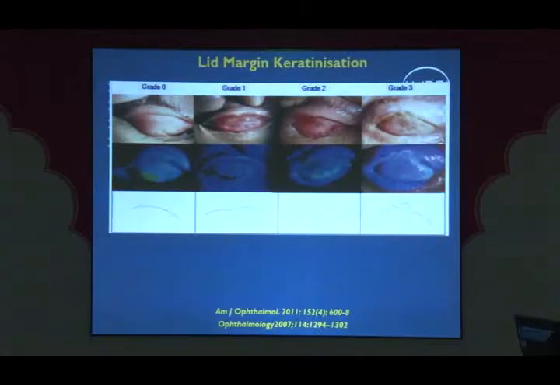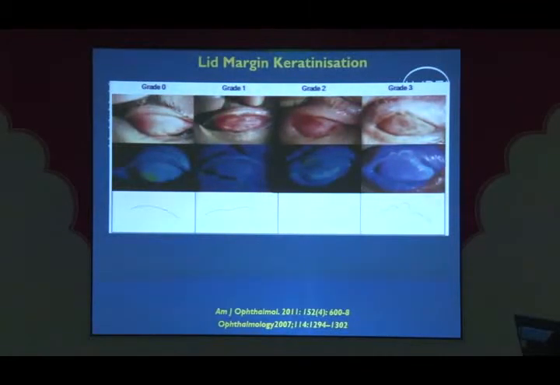Now, lid margin keratinization is one of the most common lid pathologies that is observed in cases of Stevens-Johnson syndrome particularly, but in other conditions also. And it can be graded from grade 0 to grade 3. In grade 0, you may have very minimal keratin or no keratin at all, to grade 3, where there is extensive keratin involving the entire extent of the lid margin as well as extending into the posterior 1 millimeter of the tarsal conjunctiva.